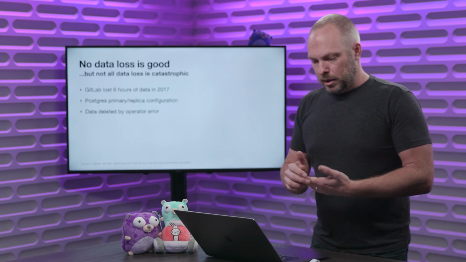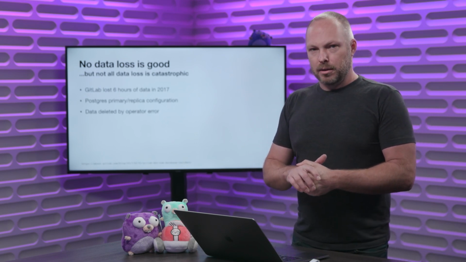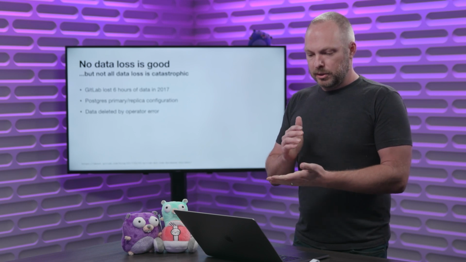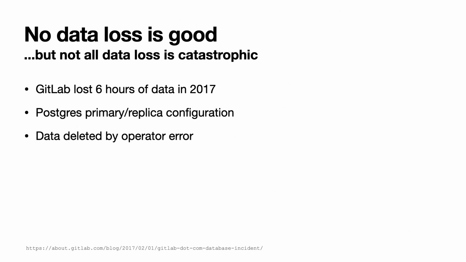So I'll end this little aside, this little rant here, with a quick story. The idea here is that no data loss is good, but not all data loss is catastrophic. I'm not trying to throw anyone under the bus here. I think GitLab did a great job documenting an incident they had 4 years ago. So in 2017, they lost about 6 hours of data, which sounds rough. No one's going to have a good day with that. It's unfortunate, but it happens sometimes.